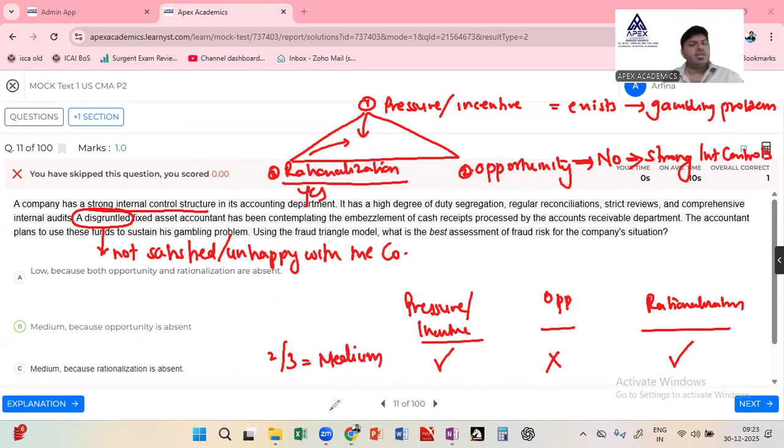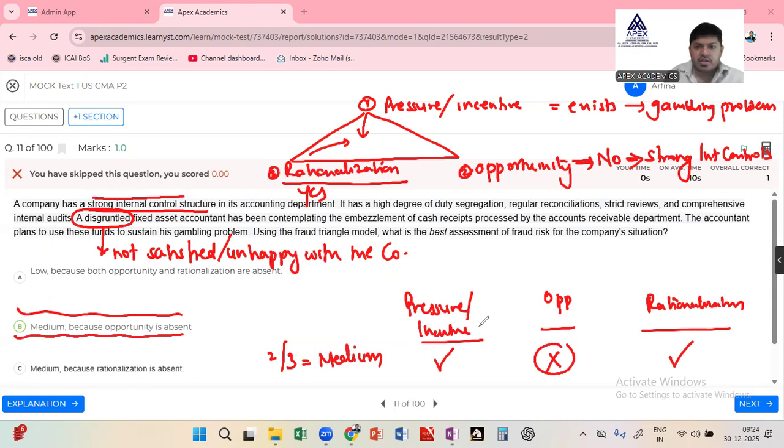Suppose it was 1 out of 3, it would be low. If it was 3 out of 3, high. It is medium because opportunity is absent. Why is opportunity absent? Because of a strong internal control structure. How is a strong internal control structure maintained? A high degree of segregation, regular reconciliation, strict reviews, and comprehensive internal audits.